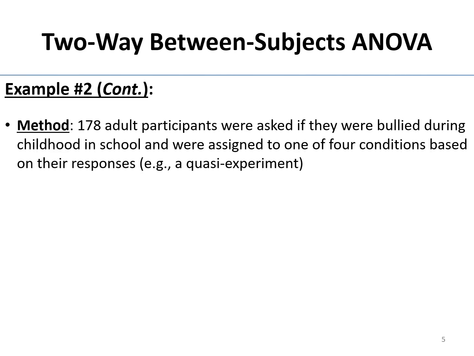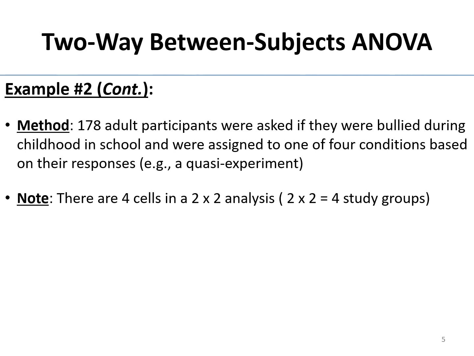So let's keep going with that study. She recruited 178 participants. She asked if they were bullied during childhood in school, asked their sex, and they were assigned to one of 4 conditions based on their responses. And this is truly a quasi-experiment. You can't randomly assign people to their sex nor to being bullied as a child. So do note that in these ANOVA designs that have more than one independent variable, you end up with what we call cells or study groups. So if there are 2 levels of one variable and 2 levels of the other independent variable, 2 times 2 is 4 cells in the design.